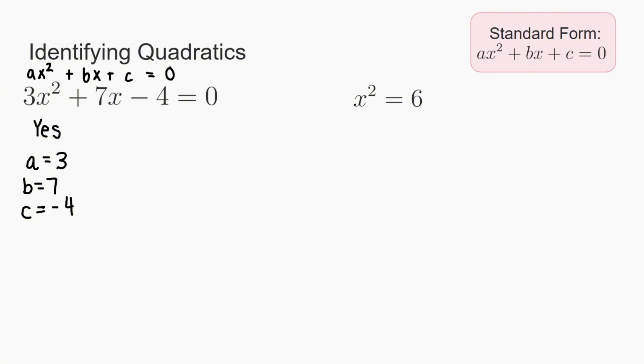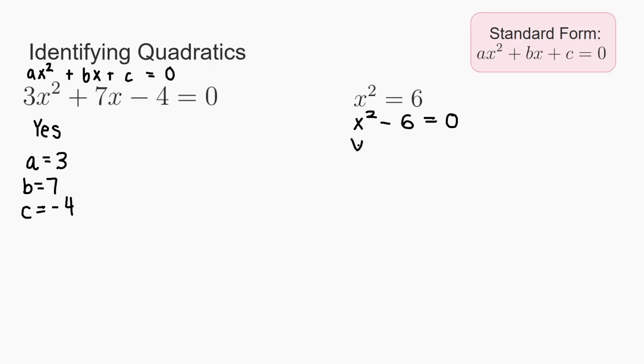What about this one right here? We have x squared equals 6. Let's move this 6 over so it equals 0. It'll be easier to tell then. x squared minus 6 equals 0. Is this quadratic?